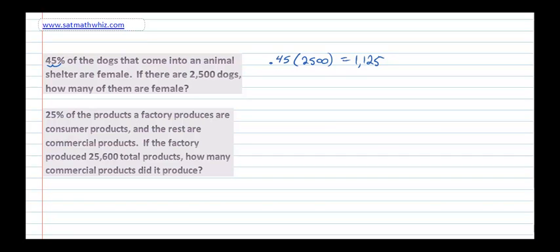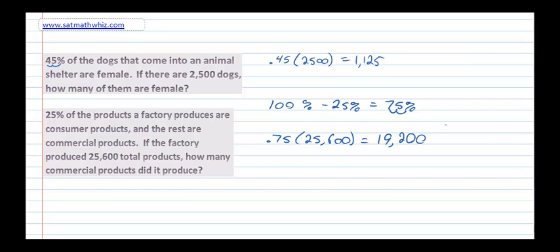25% of the products a factory produces are consumer products, and the rest are commercial products. If the factory produced 25,600 total products, how many commercial products did it produce? First of all, we need to realize that if 25% of the products are consumer products, out of the 100%, we can subtract that 25% and realize that 75% of the products are commercial products. Now, to get the decimal form of 75%, we move the decimal 2 spaces to the left, so 0.75 times the total, 25,600, gives us 19,200. So there are 19,200 commercial products that the factory is producing.